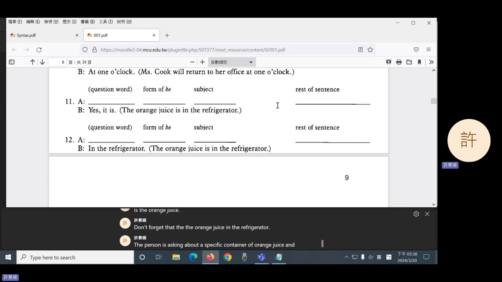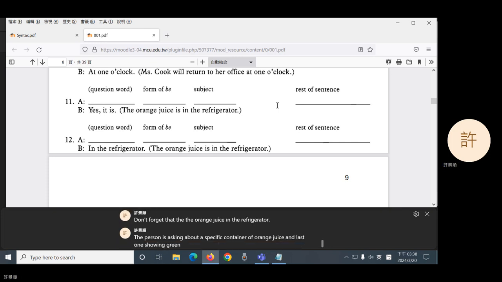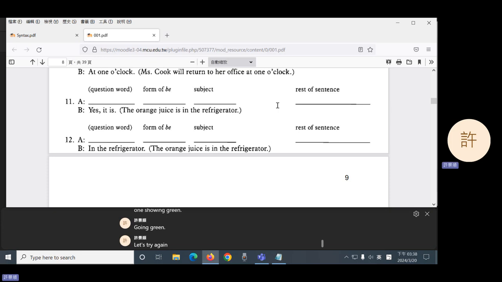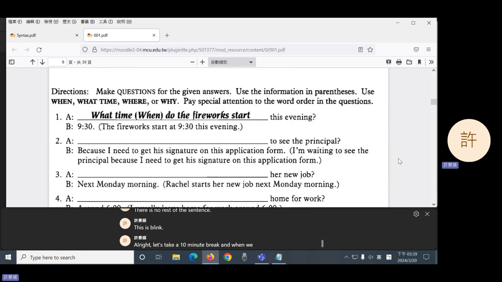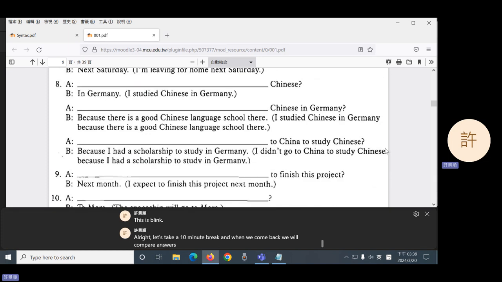And last one, Zhou Yingjun. Let's try again. Xu Peizhen. Yes, number 12. What is the question? Good. In the refrigerator is a place. You're asking where. Where, be verb, moves to the front, is the orange juice. There is no rest of the sentence. This is blank. All right, let's take a 10-minute break. And when we come back, we will compare answers for page 9.